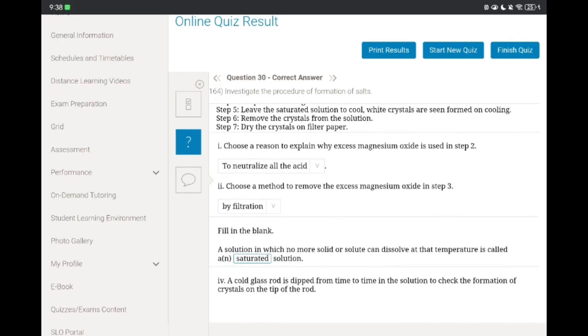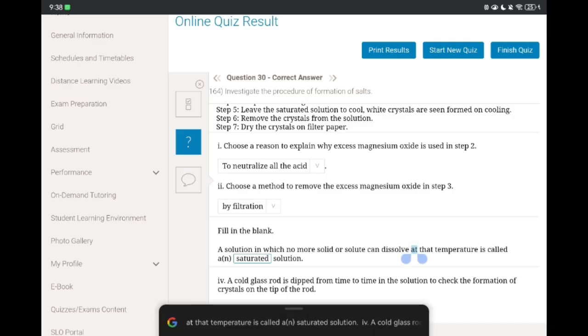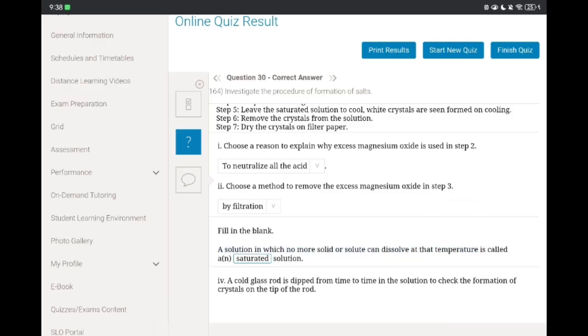A solution in which no more solute can dissolve at that temperature is called a saturated solution. Always remember "at that temperature." It came in the written part today for the periodic. If you didn't write "at that temperature," you lost a mark. You lost half a mark. So saturated basically means if you add any more of the solid, let's say I have a cup of salt water and I say it's saturated, that means if I add any more salt and I keep mixing, no matter how much I mix, at that same temperature, it's not going to dissolve. Those salt flakes are just going to sink to the bottom.